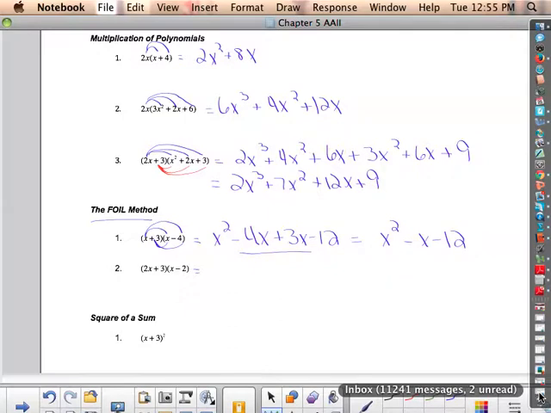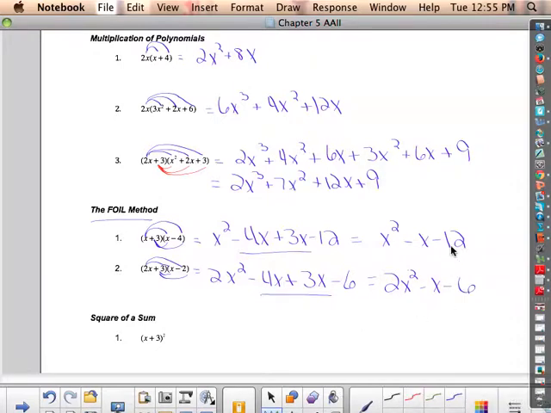For the next one, same thing. First, outer, inner, last. Going to get 2x squared minus 4x plus 3x minus 6. Again, that sequence generates those middle terms in a way that they're very easy to see how to combine them.